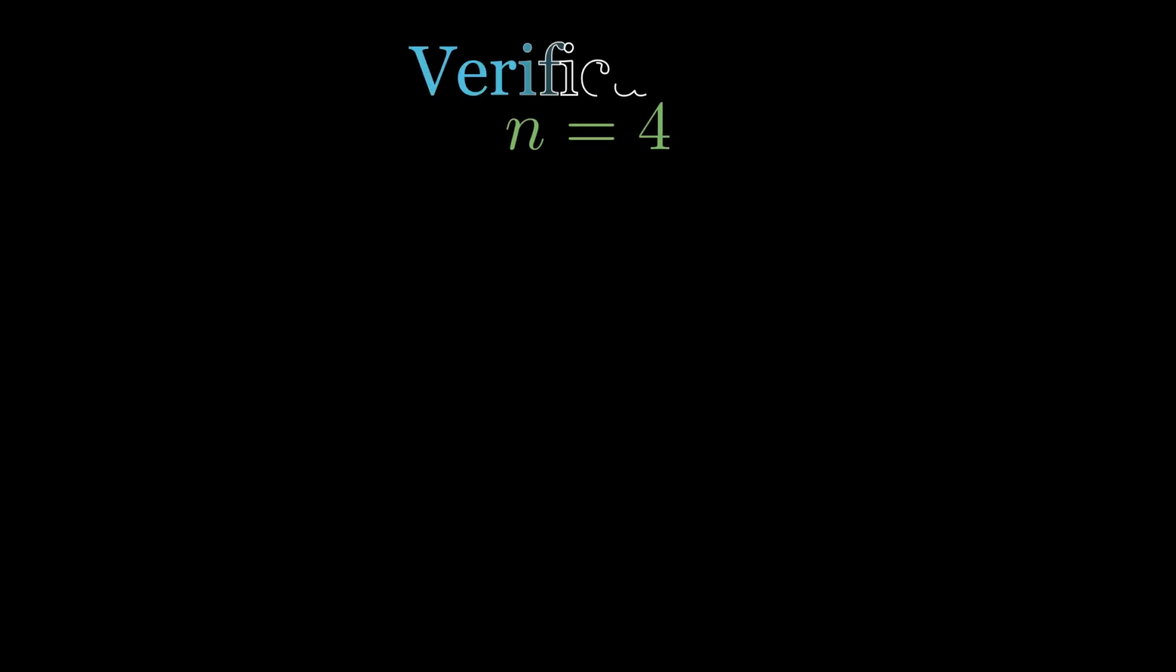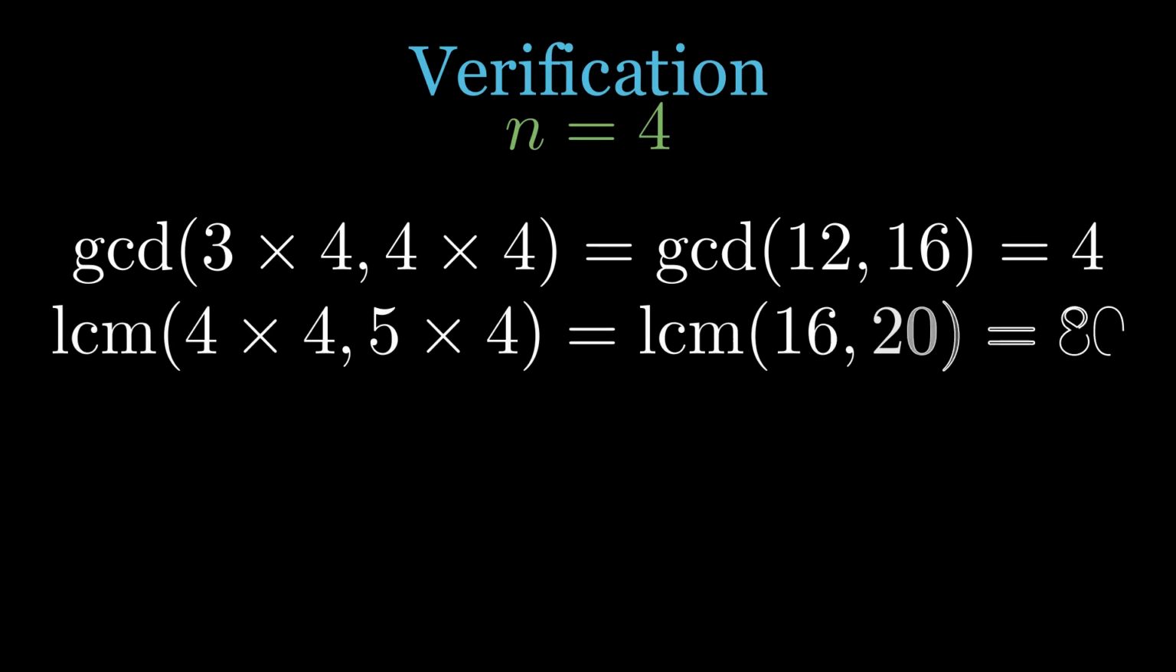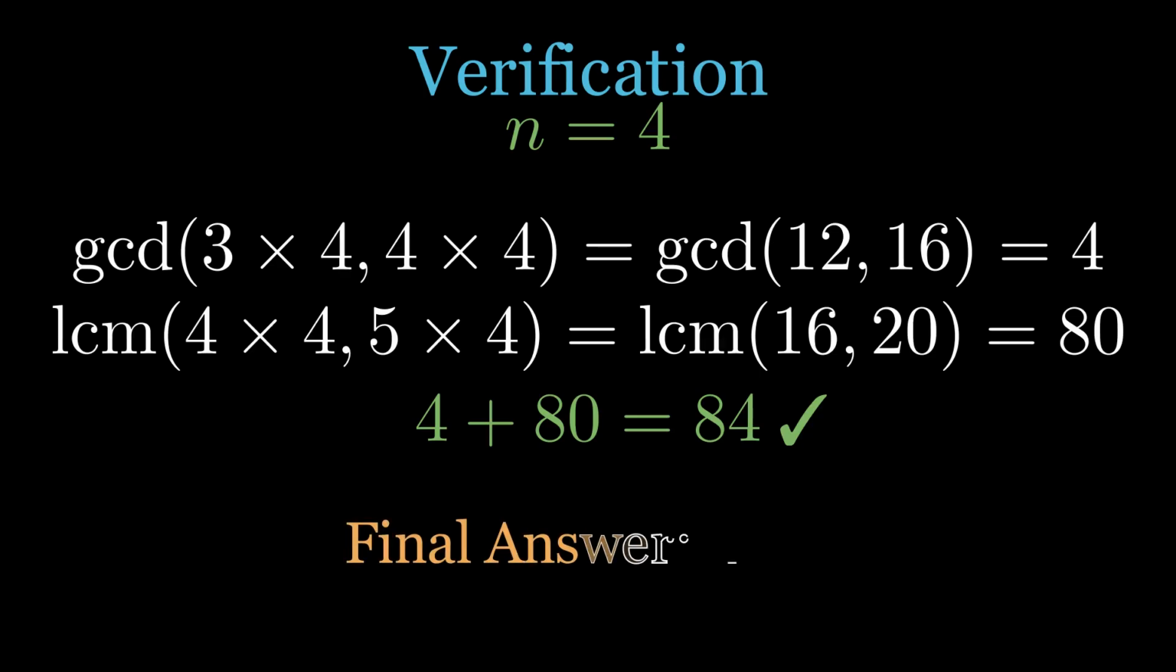Let's verify our solution. When n equals 4, the GCD of 3 times 4 and 4 times 4 is the GCD of 12 and 16, which is 4. The LCM of 4 times 4 and 5 times 4 is the LCM of 16 and 20, which is 80. 4 plus 80 equals 84, which confirms our solution is correct. Therefore, the solution to the problem is n equals 4.